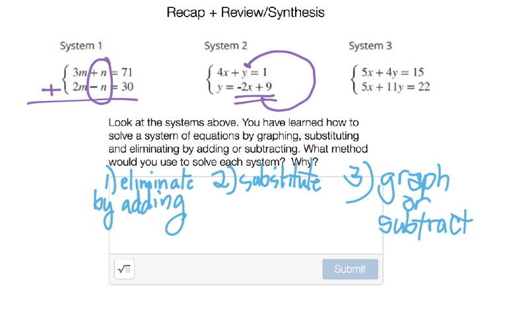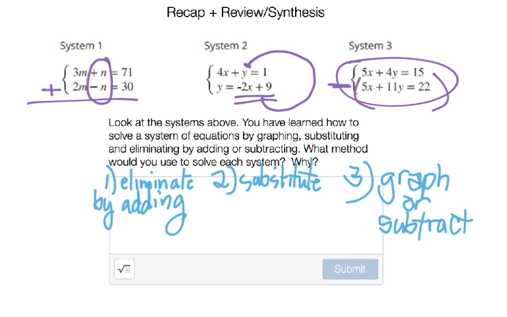System 3, I would either graph it just because I'm looking at it going, I don't really see anything where I'm eliminating anything, or I would eliminate by subtracting. So if I took this whole thing away, I would have 5x, take away 5x gives me no x's, right? I could do it that way as well. So if I didn't see it right away by simply subtracting, I would definitely graph it if I had it available to me.